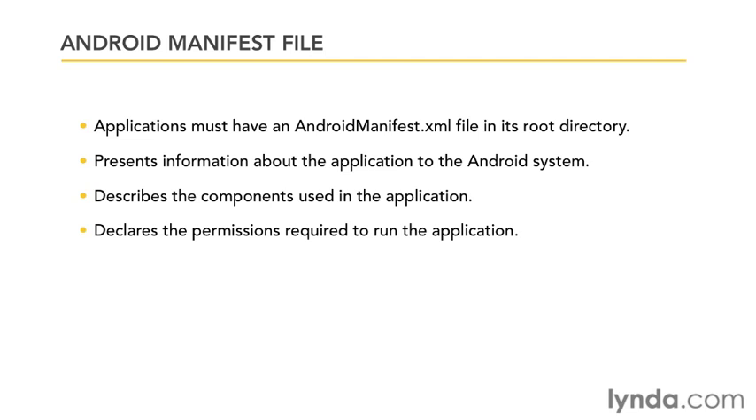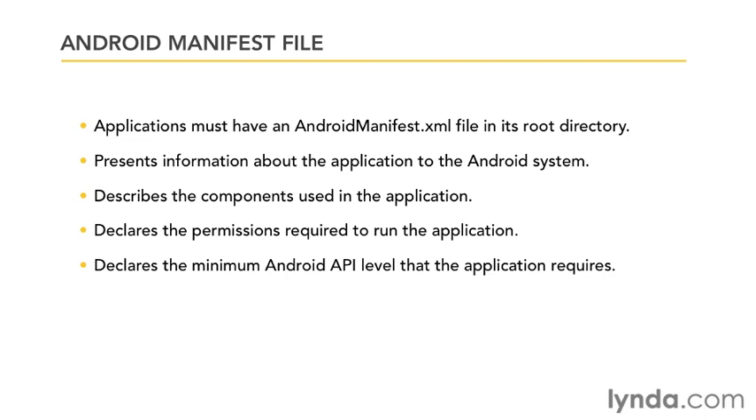If you've ever installed an application from the Android market, you'll know that before you download and install it, it presents a screen telling you which permissions this application requires, whether it needs internet access, whether it needs to access certain features on the hardware. The other thing that it does is declare the minimum Android API level that the application requires. So let's say in our application, we're using some new Gingerbread feature. If we set the minimum API level to 10, which is Gingerbread, only people with Gingerbread-enabled phones are going to be able to see your application in the Android market.